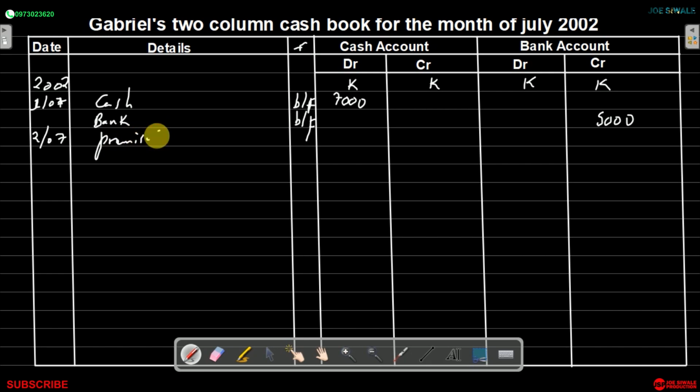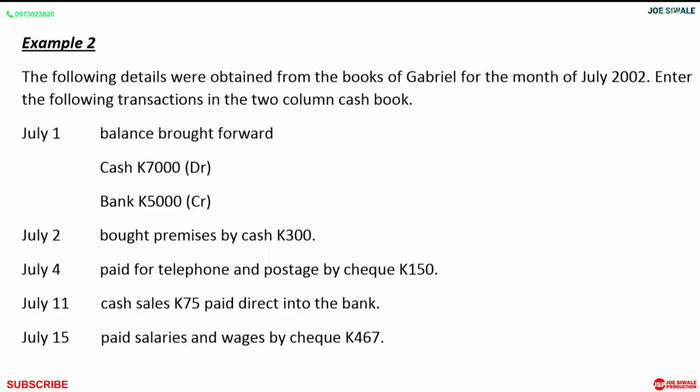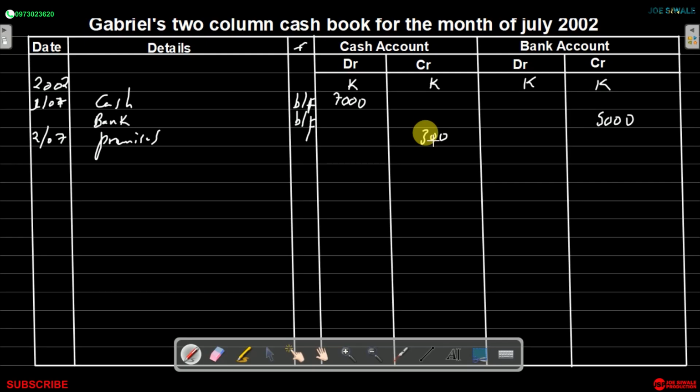And since we are buying premises, that means that money is going out of the business. And since we bought by cash, we're going to credit the cash account. So we're going to have 300 on the credit side. Then on the 4th of July, paid for telephone and postage by check amounting to 150. So here again, money is going out of the business, and since we paid by check, that means that we're going to credit the bank account.